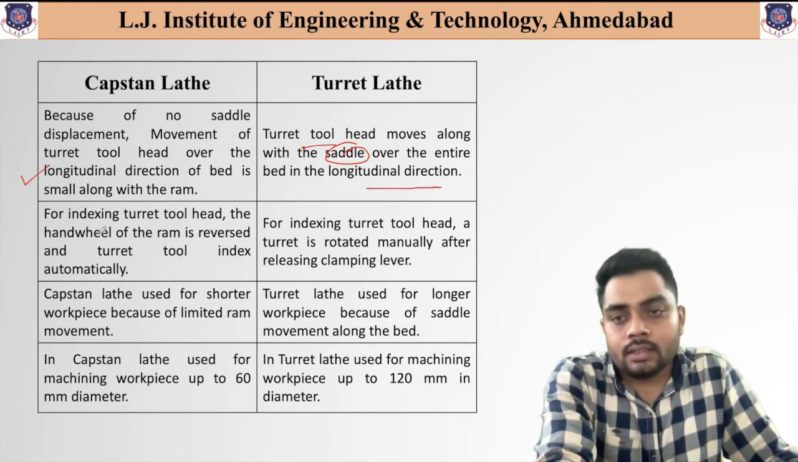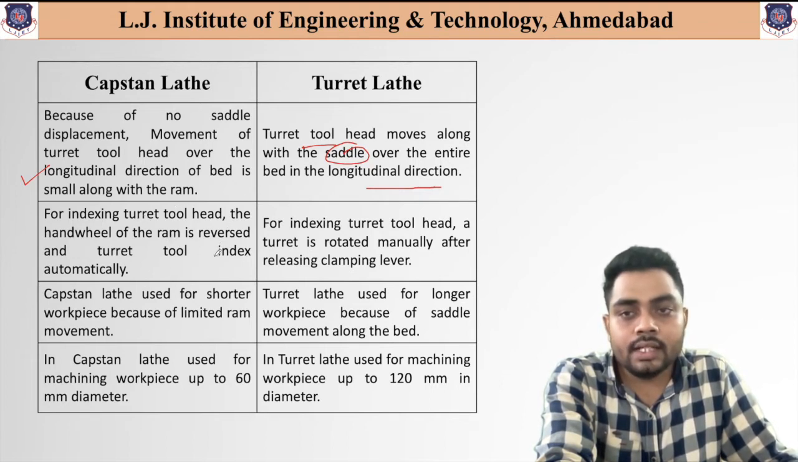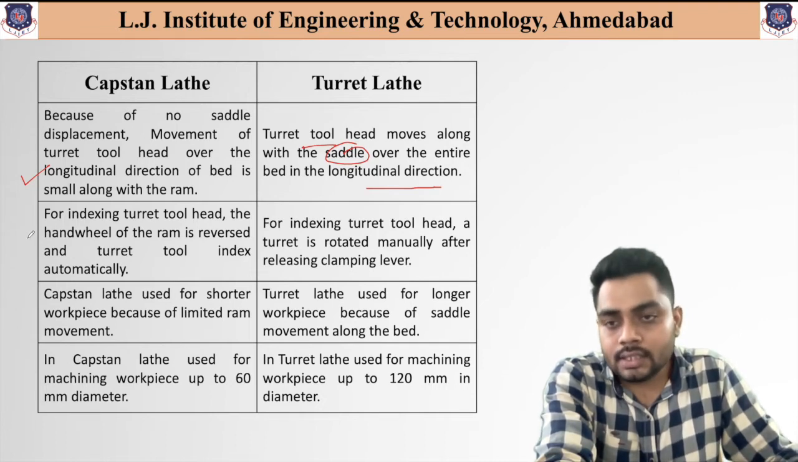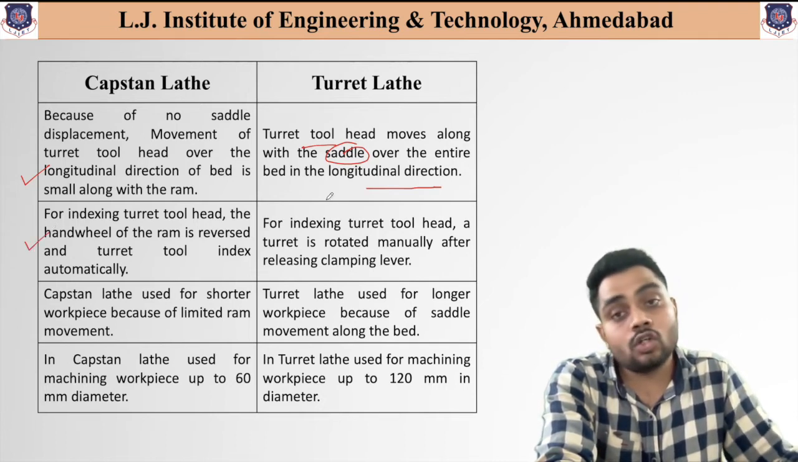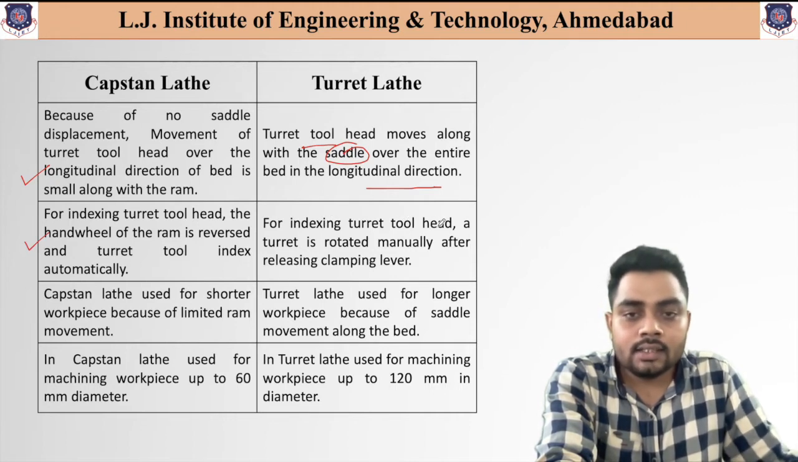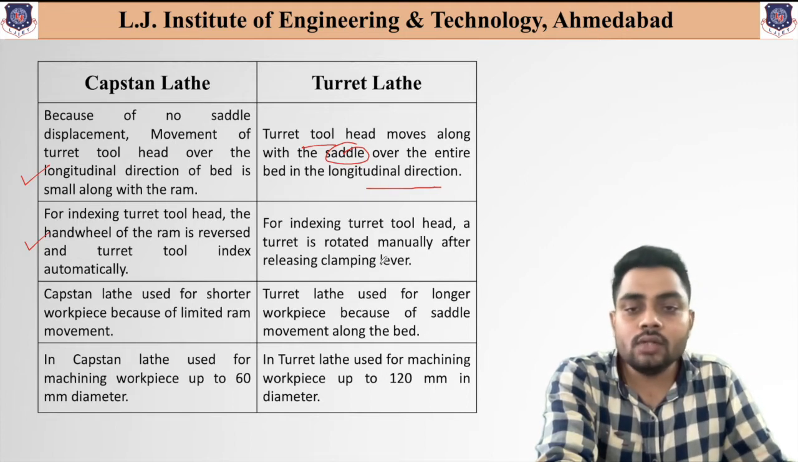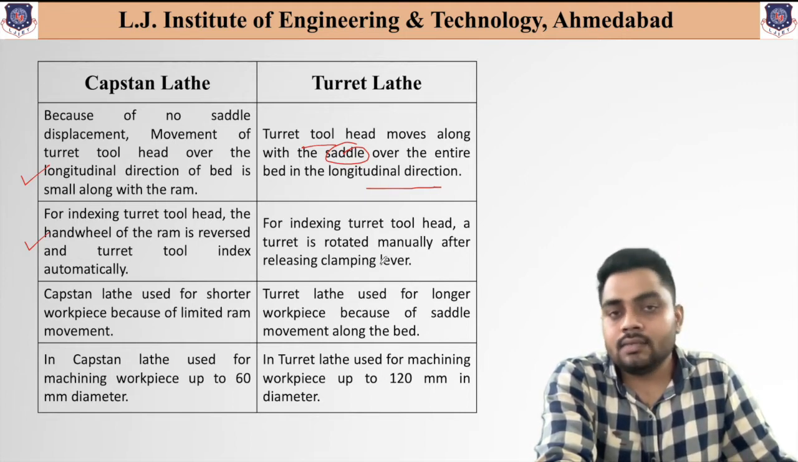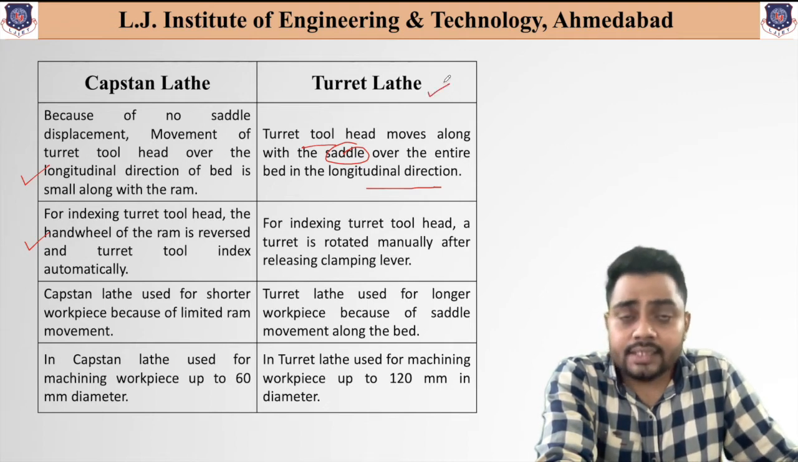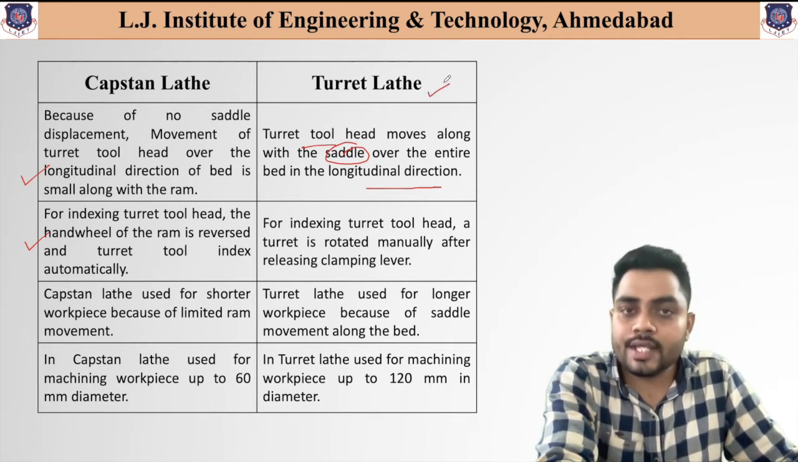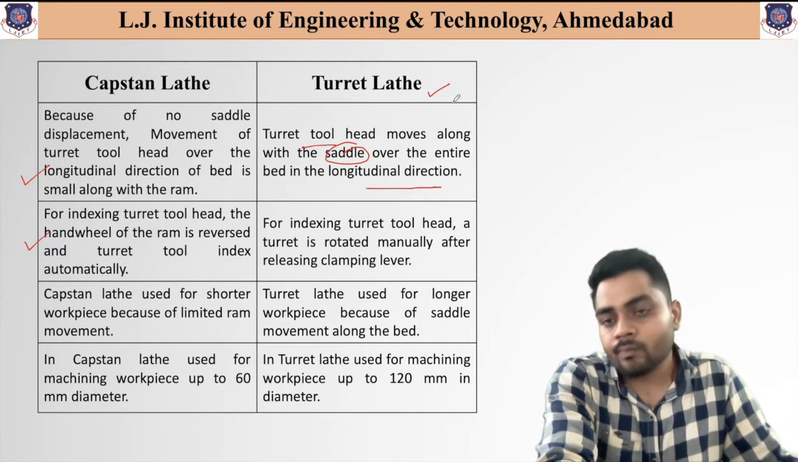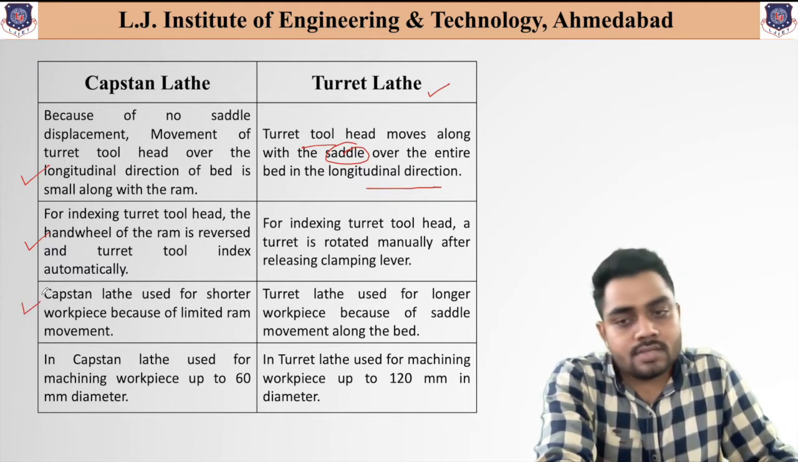Now in the capstan lathe, for indexing the turret tool head, the handwheel of the ram is reversed and the turret tool is indexed automatically. Means in the capstan lathe, turret tool movement is automatic. Whereas in the turret lathe, the turret tool head is rotated, mostly manually, after releasing the clamping lever. That means in the turret lathe, the movement or rotation of the tool as per requirement needs to be done manually. Whereas in the case of the capstan lathe, it can be done automatically using the turret indexing mechanism.